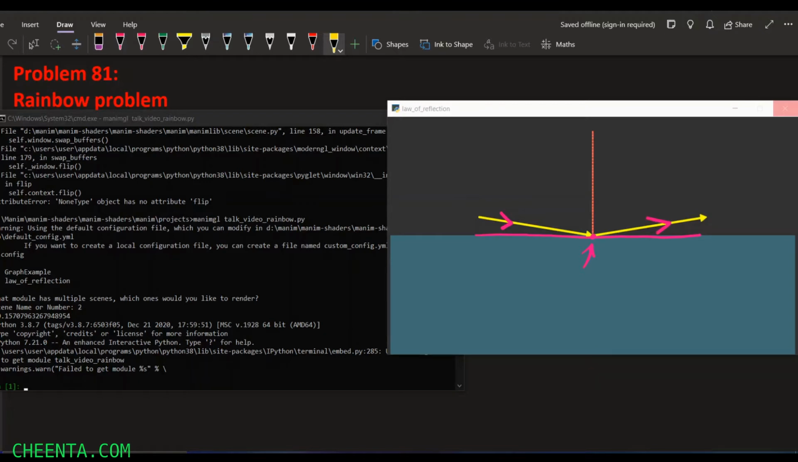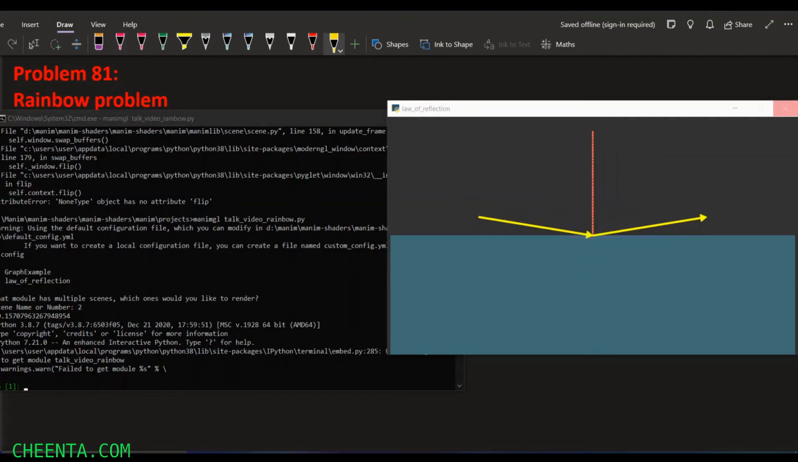Now what we do, we draw a perpendicular at the point of incidence, that is this perpendicular. Then the law of reflection says that if the incident ray makes an angle of theta with the perpendicular, then so will the reflected ray. Those two rays make equal angles with the perpendicular, and it is always true irrespective of the incident angle.